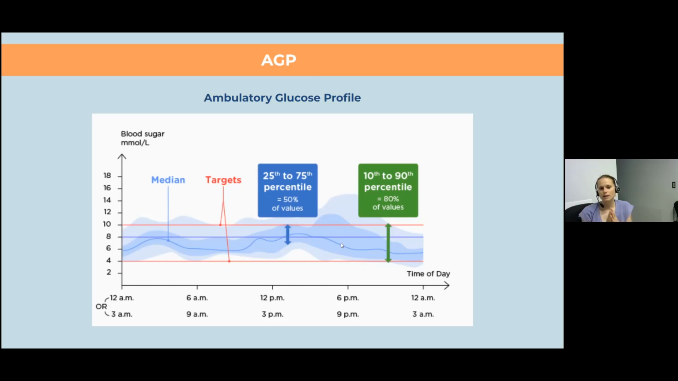After that, there's going to be the dark blue line, which represents the median. That's really the central point at every given time of day of your glucose data. And then there's going to be different zones, which we call the 25th to 75th percentile and the 10th to 90th percentile. The darker blue zone is the 25th to 75th percentile, which represents 50% of your values that are in that zone. And then the 10th to 90th percentile is the larger, light blue zone, which represents 80% of your values.